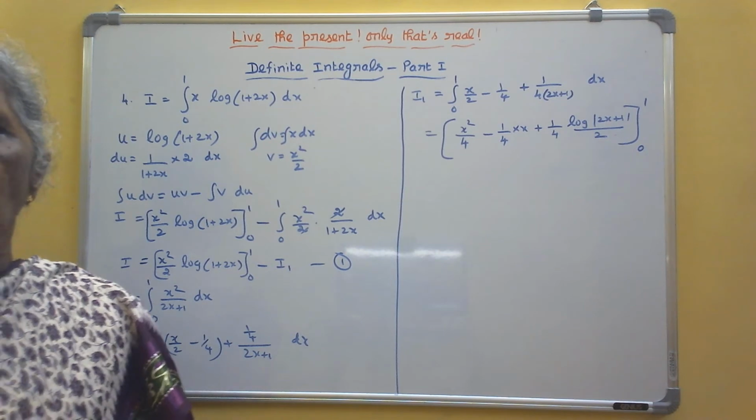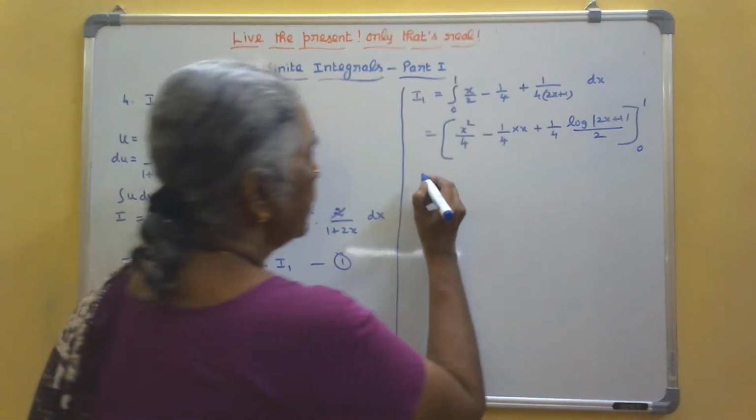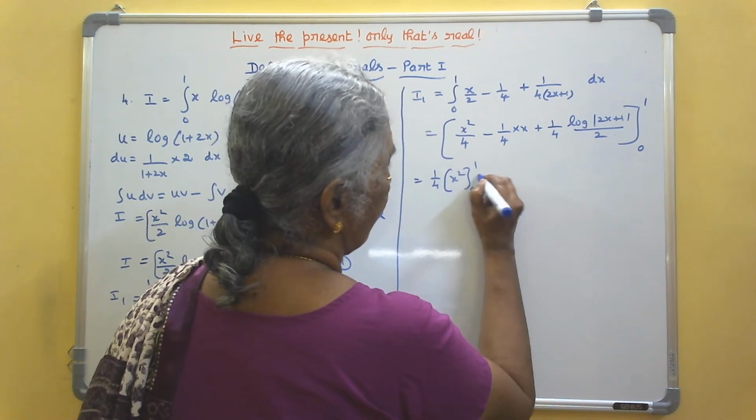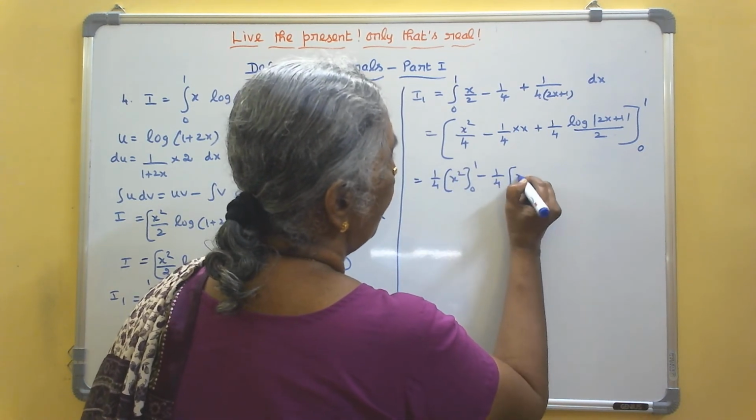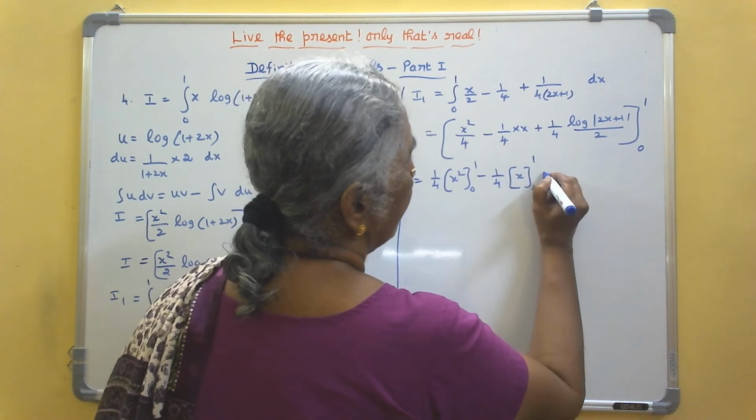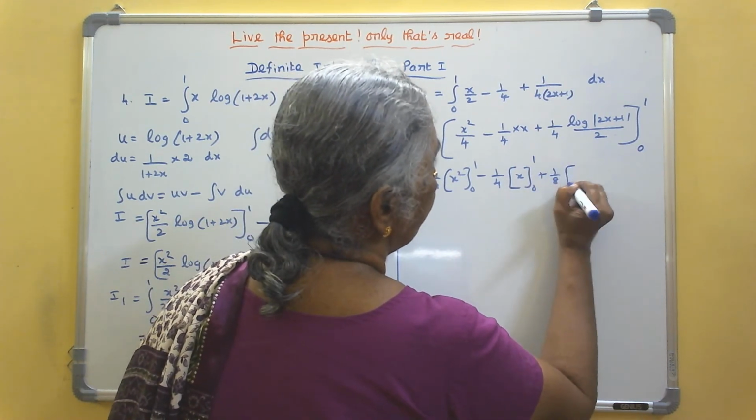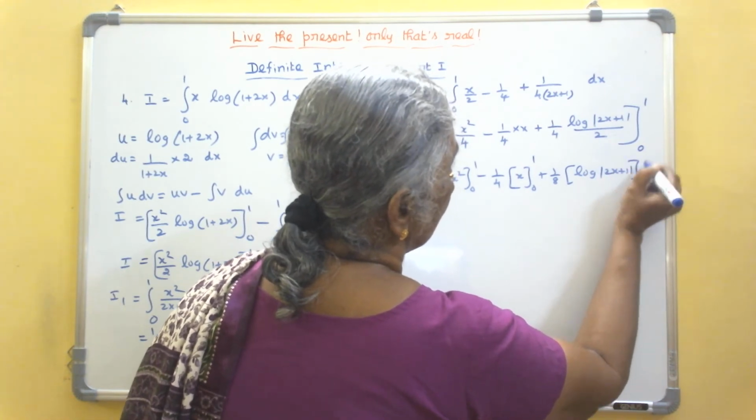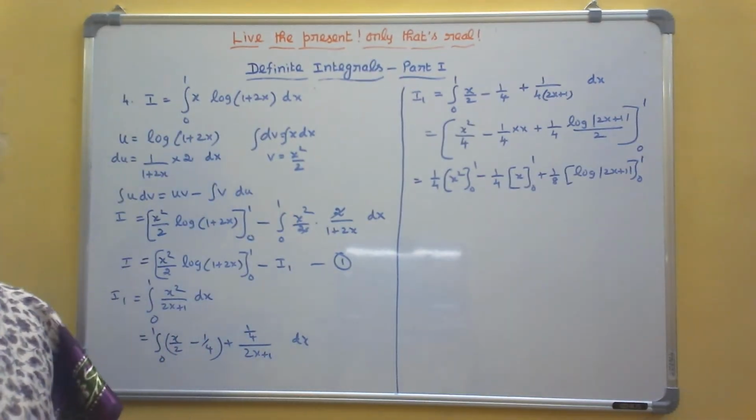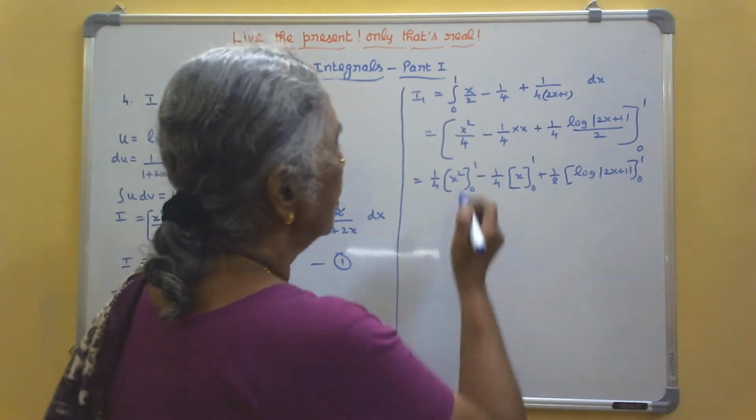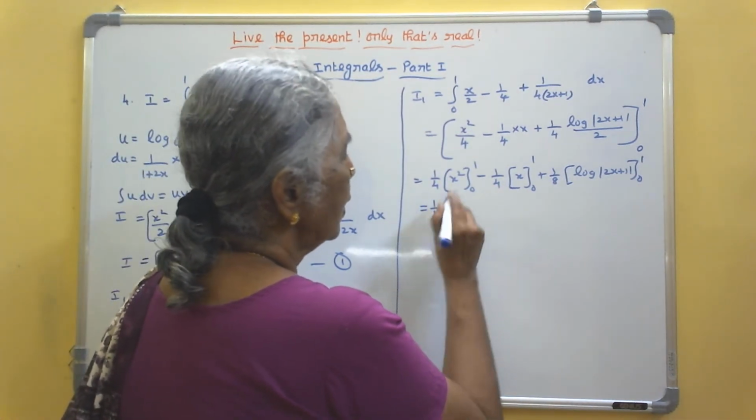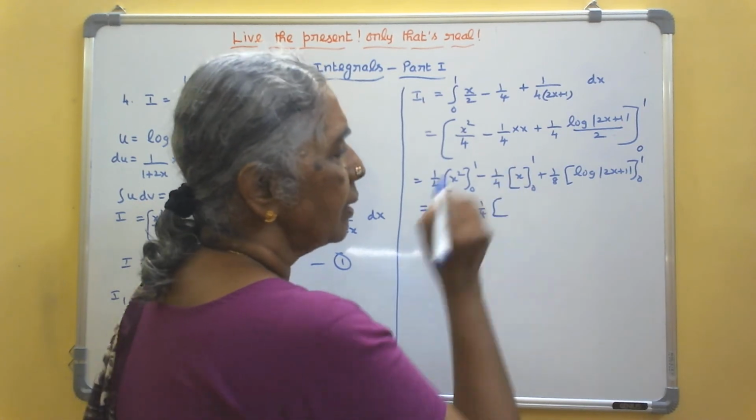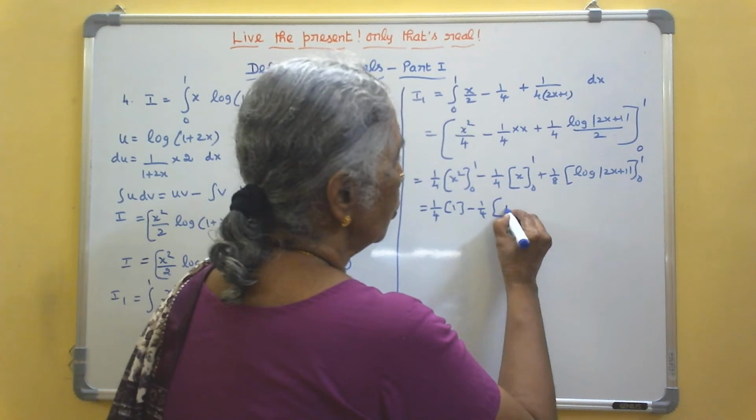Now let us go term by term. So for the first term, it will be 1 by 4, then x squared 0 to 1. Second term, minus 1 by 4, x 0 to 1. Third one, 1 by 8, log mod 2x plus 1, 0 to 1. Okay? So that there won't be any confusion and it will be very clear. So now, 1 by 4, this is 1 minus 0, so you will get 1. Minus 1 by 4, here also it is 1 minus 0, so you will get 1.